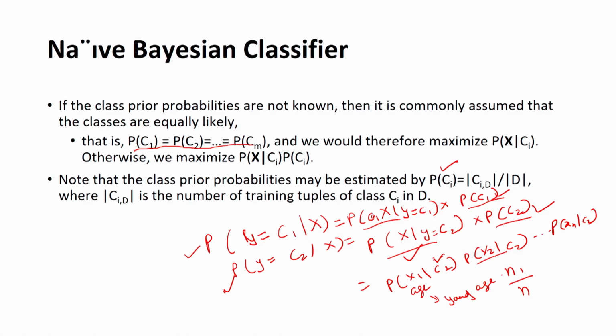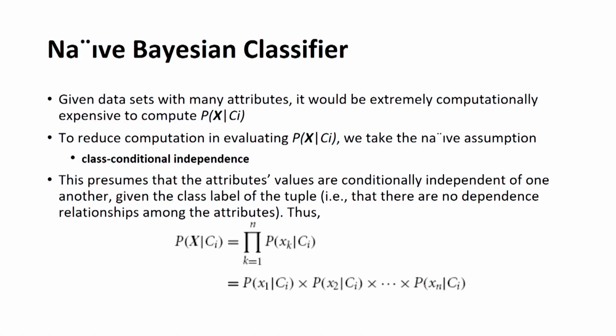In the same way we can calculate this also. Let us see this by an example. We have already seen that in naive Bayes classification we take the assumption of class conditional independence, that for a given class all the independent variables are independent of each other. This presumes that attribute values are conditionally independent of one another given the class label of the tuple. That is why probability of x given Ci can be written as this.